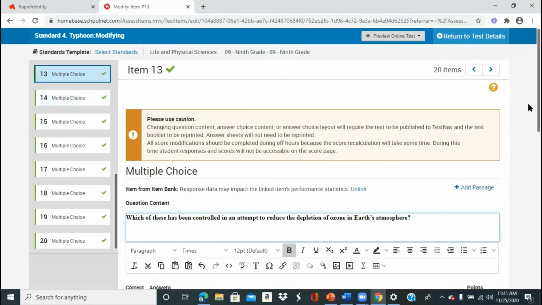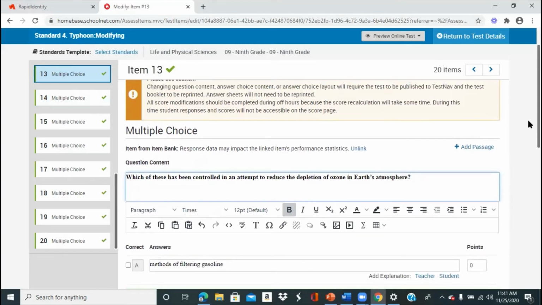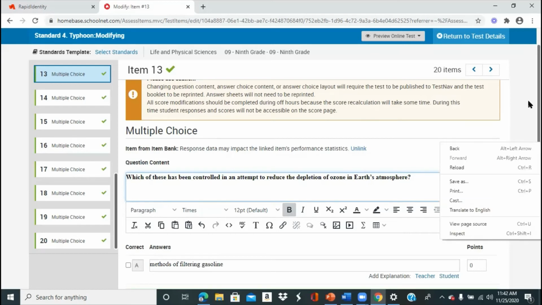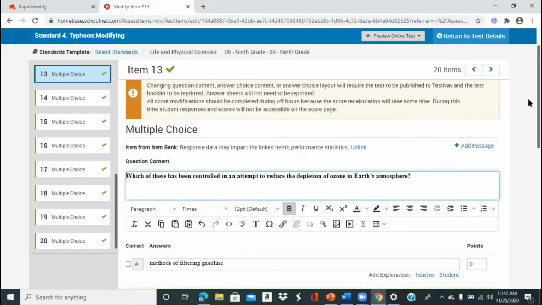Next item, number 13. Which of these has been controlled in an attempt to reduce the depletion of ozone in Earth's atmosphere? So from our discussion about Earth's atmospheric layer, we know that it's in the stratosphere where we can find ozone. And government have tried their best to mitigate and control the use of different compounds that could affect the ozone. And among all the compounds is what we call the CFC or chlorofluorocarbon from the coolants, air conditioning unit, hairspray, and scents that would disrupt the ozone.